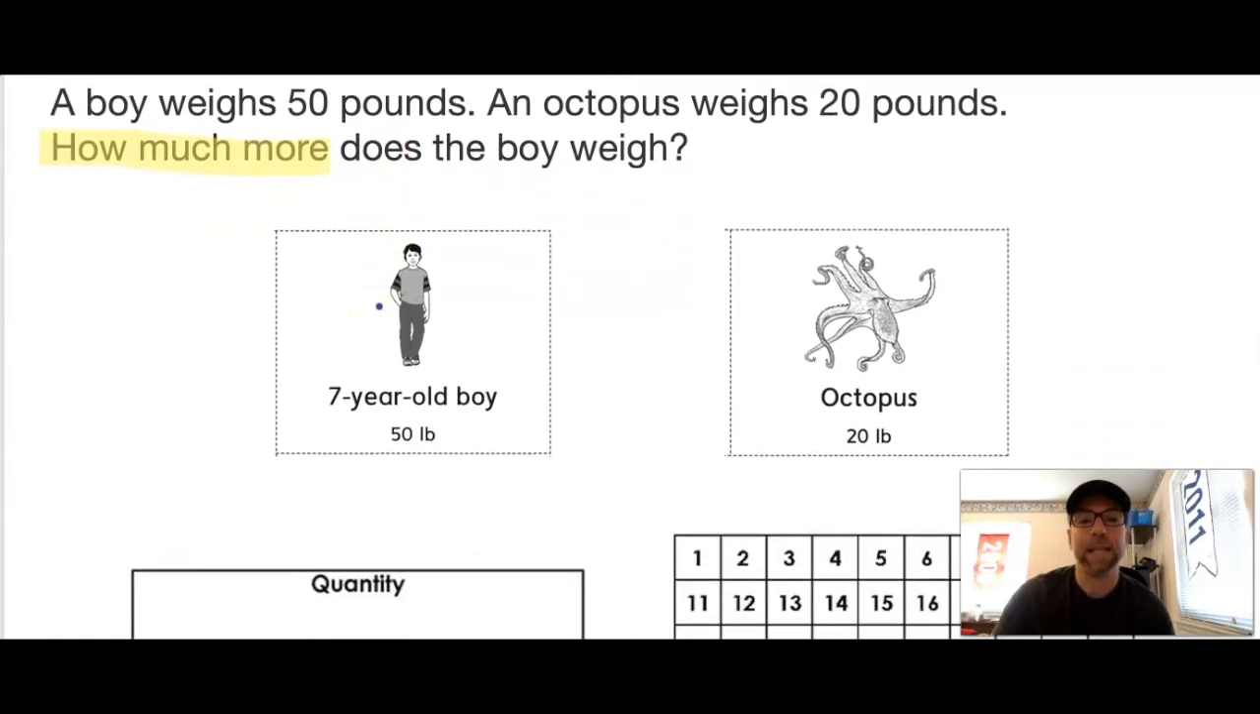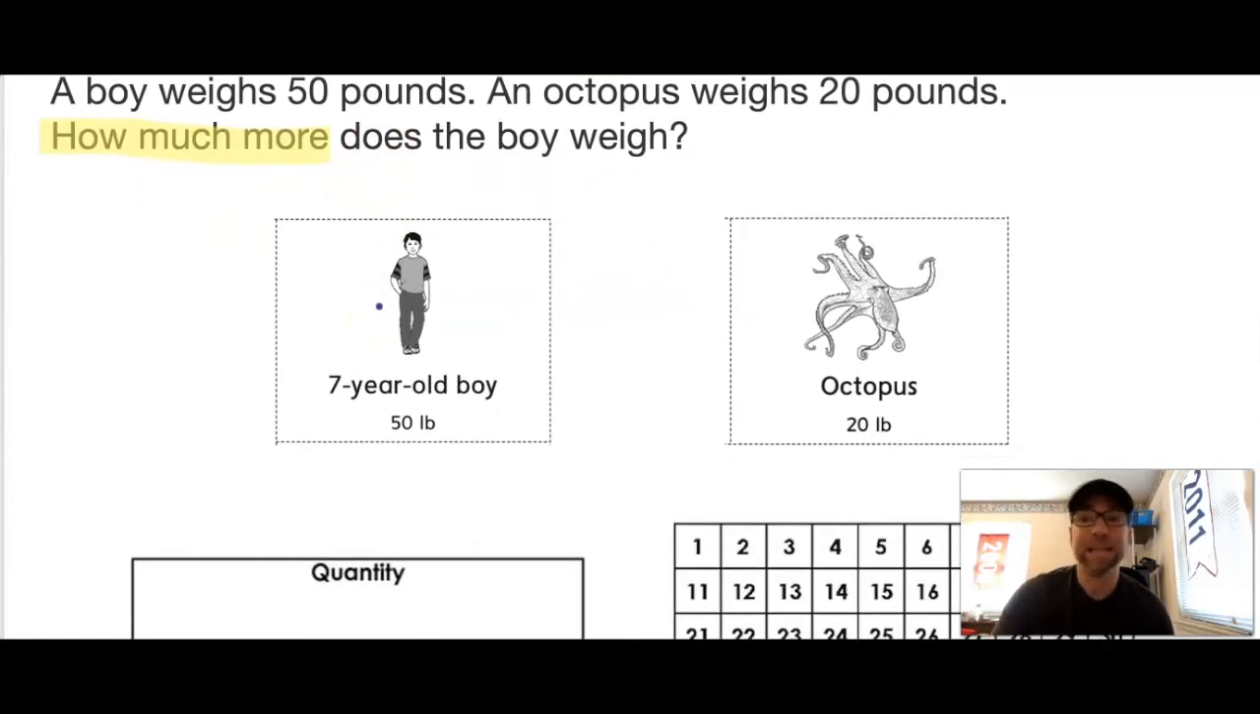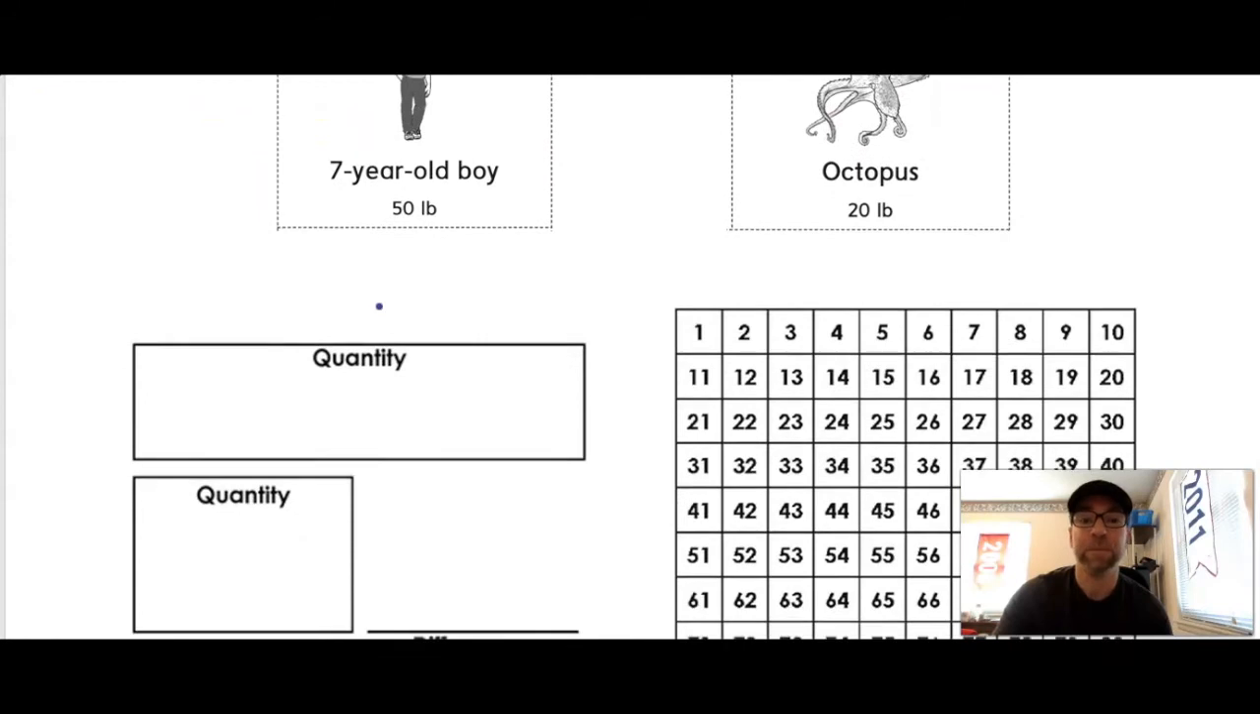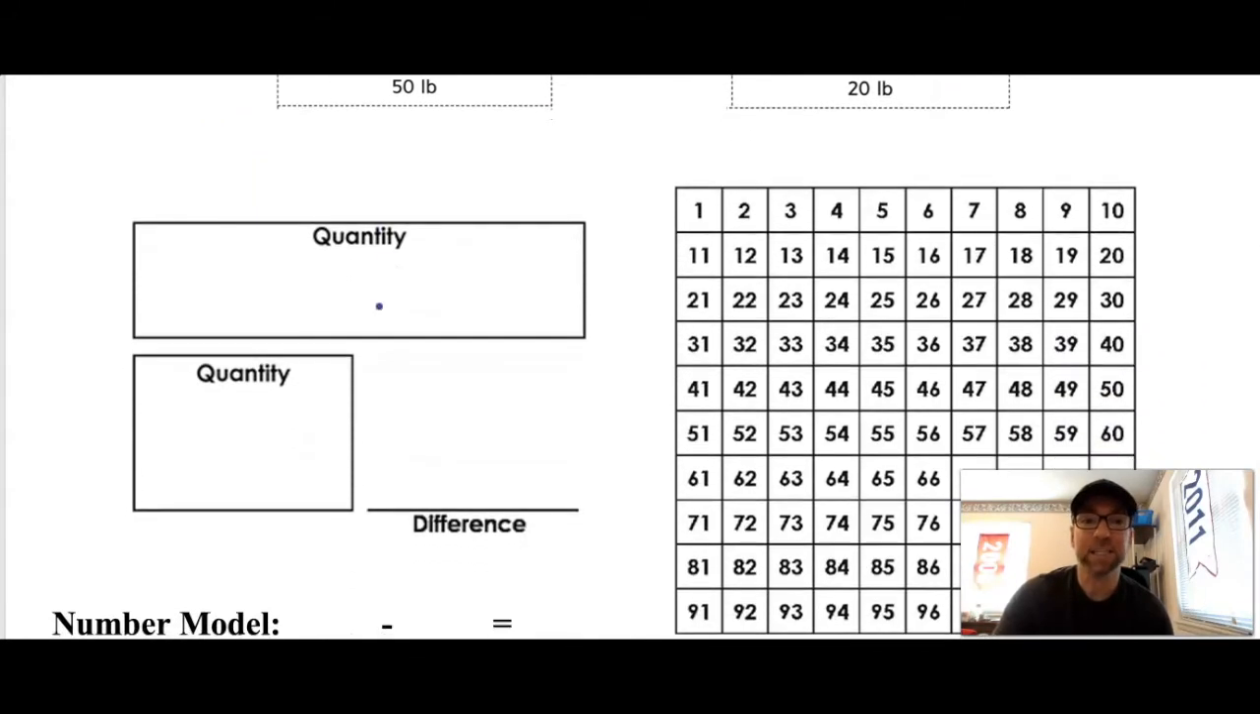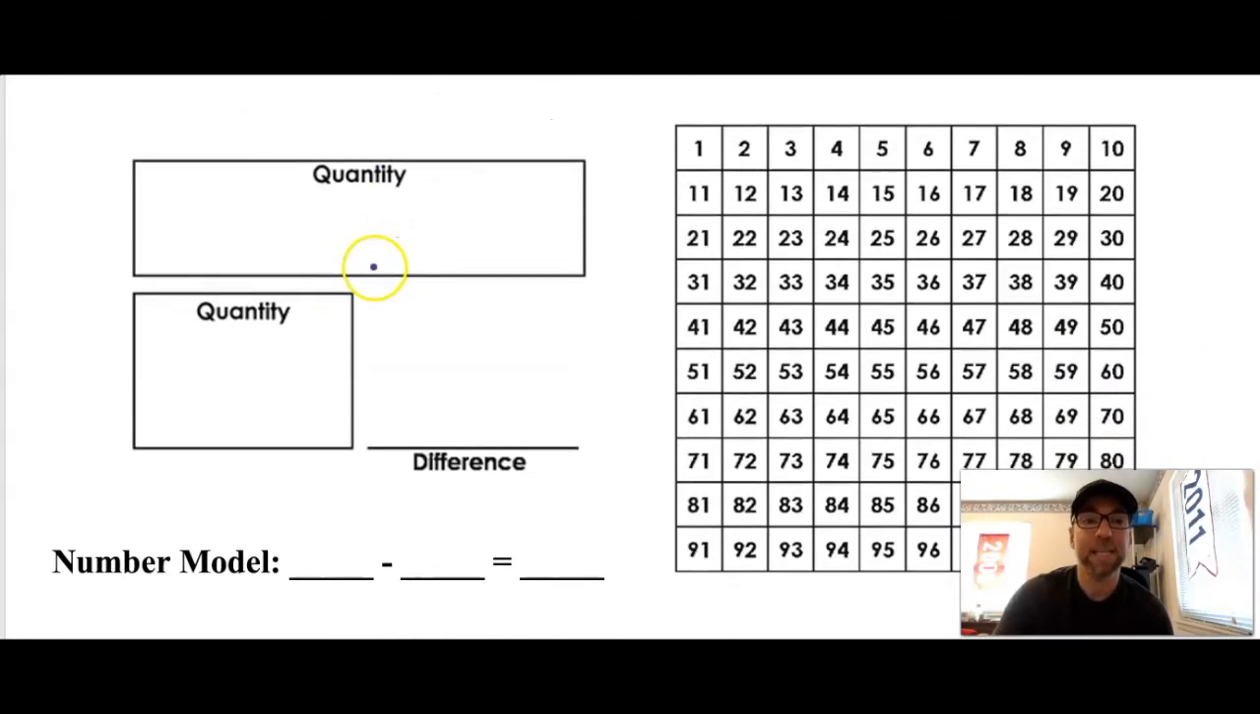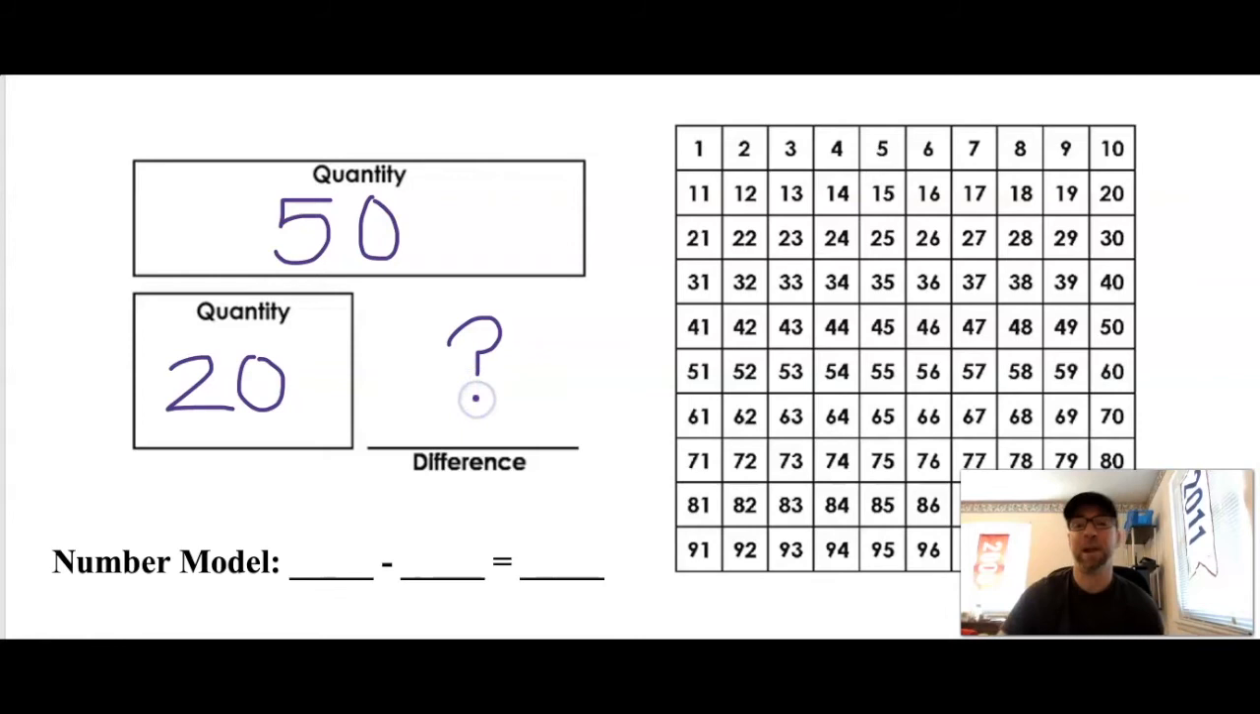All right, let's see. Well, this time it's not a part-part total. Because it's subtraction, it's quantity, quantity, difference. Big Q, little q, and then the difference. How far apart they are. Well, my big Q in this problem was 50. And my little q in this problem was 20. And my difference is what I need to figure out. So I'm going to put a question mark there.